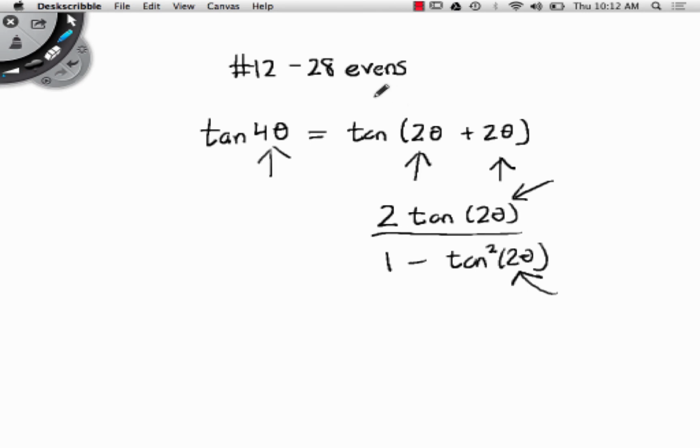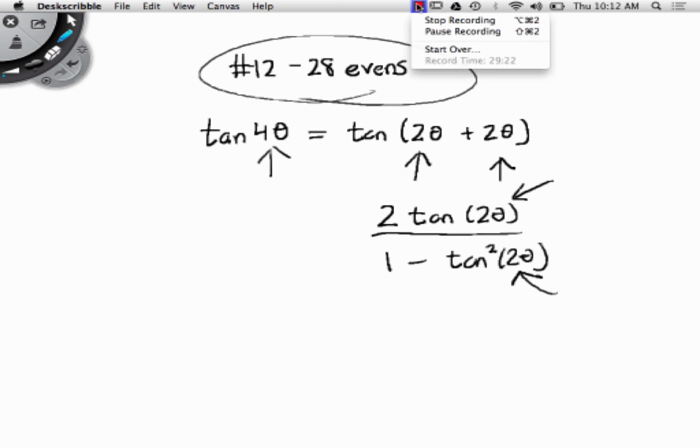Okay. So this is what I've modified it to be. I want you to do 12 through 28 evens. Those are the ones that you can handle. All right, I want to see your books open. I want you to use the remaining 7 minutes, whatever we got, to at least start on it. Get it out of the way.